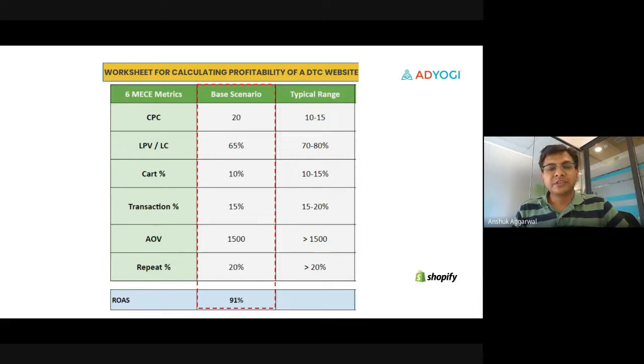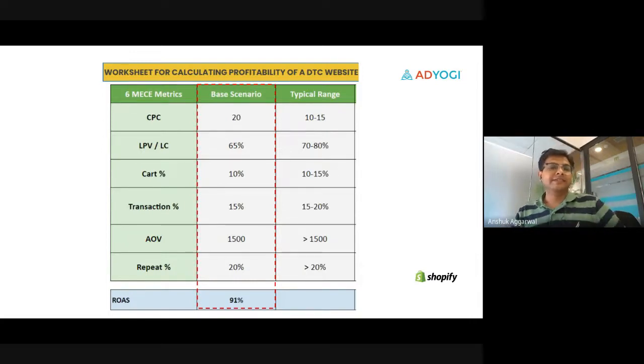So the question is, which of these input metrics should you be focusing on? And the answer lies in the typical range which I have included in the next column, which you can see on the slide also. So what I would suggest each of you is go back, take the worksheet, put in these numbers, and you'll be able to see where is the opportunity for improvement. Now, fortunately or unfortunately, the base case scenario of this particular store which I have taken actually has improvement in each of these levers. And I'll tell you why.